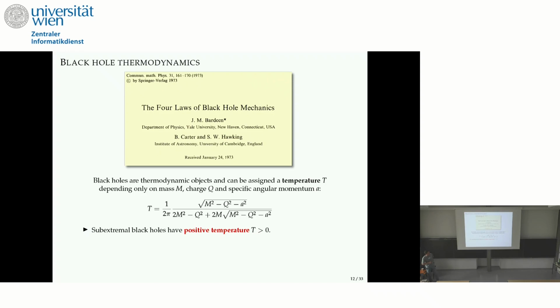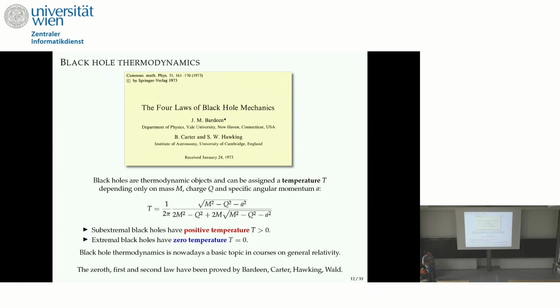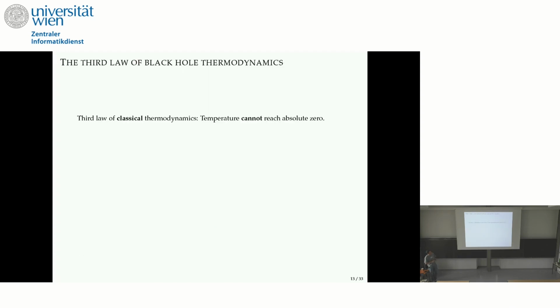So sub-extremal black holes, when the charge is less than m, have positive temperature. And extremal black holes, which is exactly when m is equal to q, or e, I'm sorry, I use q and e interchangeably, have temperature equal to zero. Black hole thermodynamics is nowadays a basic topic in graduate courses in general relativity. In those papers, they introduce four laws in analogy with the classical laws of thermodynamics, and those laws have been proved. The zeroth law says that the temperature is constant along a stationary horizon. The first and second laws have been proved by Bardeen, Carter, and Hawking, and Wald, suitably interpreted. The third law has a different status.